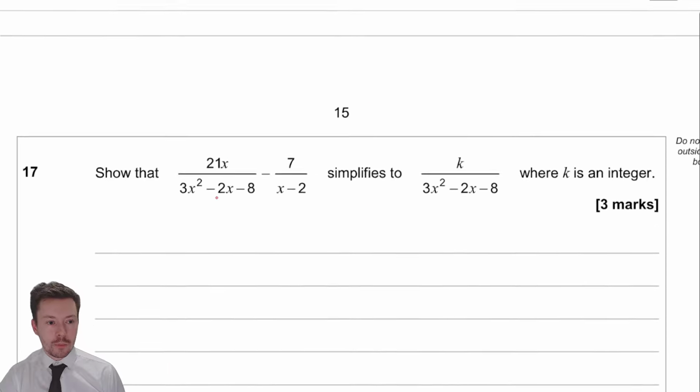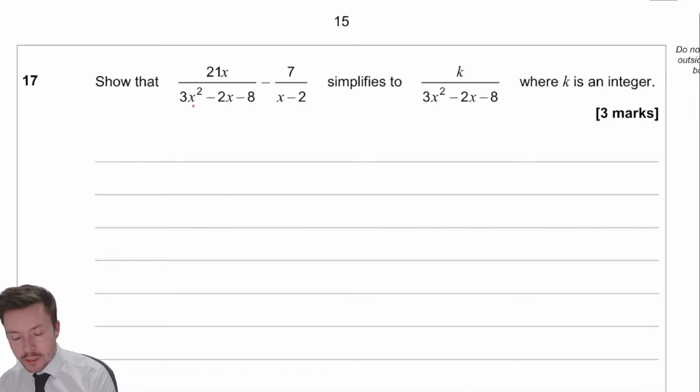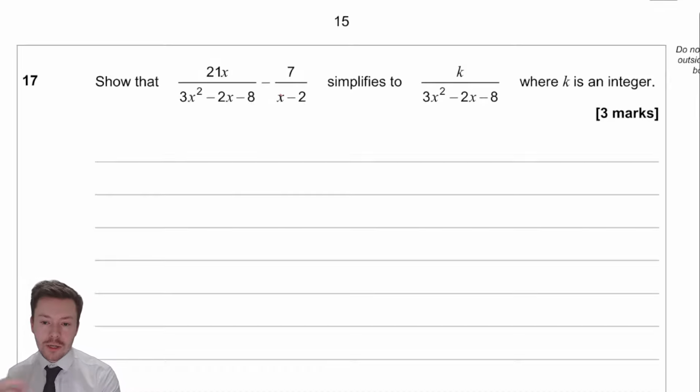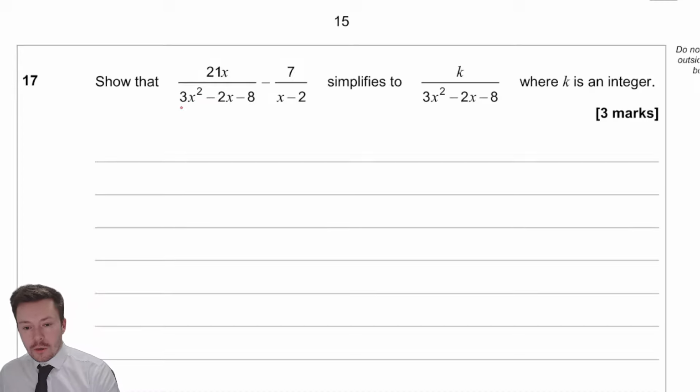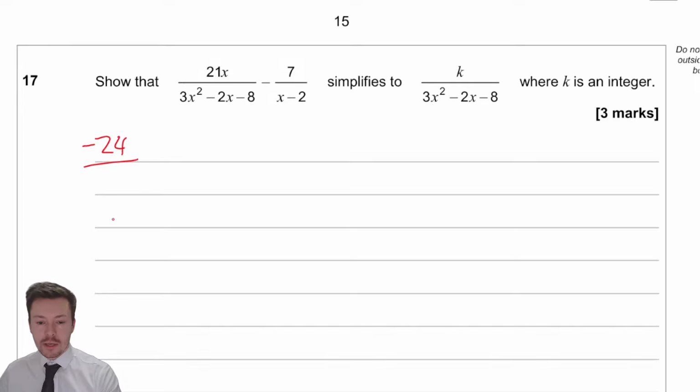Okay. Right, so back to this one. We need to factorize this denominator here because we don't know if x minus 2 goes into it. Hopefully it does because we end up with this same denominator at the end. But let's factorize this denominator. So we need numbers that are going to times to make negative 24 and add to give us negative 2. So I'm thinking 6 and 4. So minus 6 and positive 4 will give us the negative 2.